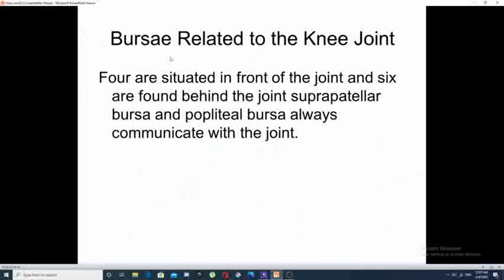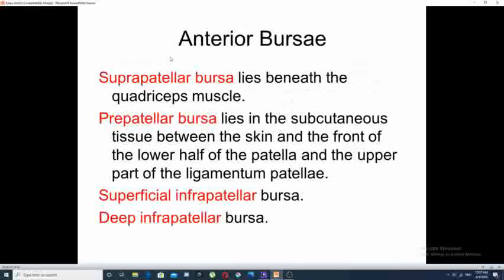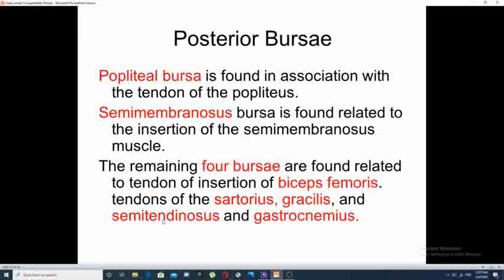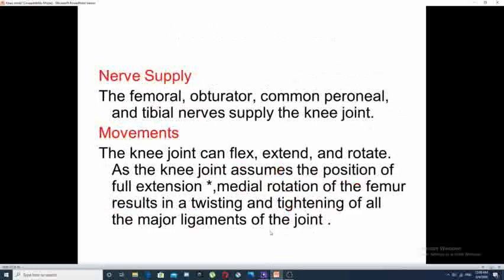Bursae related to the knee joint: 4 bursae situated in front, 6 bursae situated behind. Anterior bursae are the suprapatellar bursa, prepatellar bursa, superficial infrapatellar bursa, and deep infrapatellar bursa. Posterior bursae are the popliteal bursa, semimembranosus bursa, biceps femoris bursa, sartorius gracilis bursa, semitendinosus bursa, and gastrocnemius bursa. Nerve supply to the knee joint: femoral nerve, obturator nerve, common peroneal and tibial nerve.